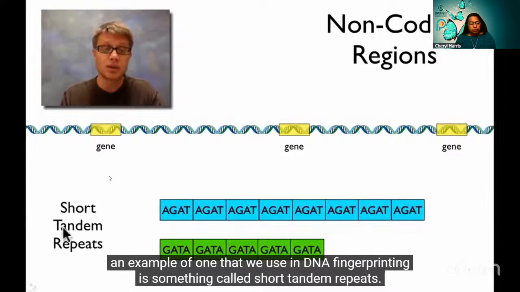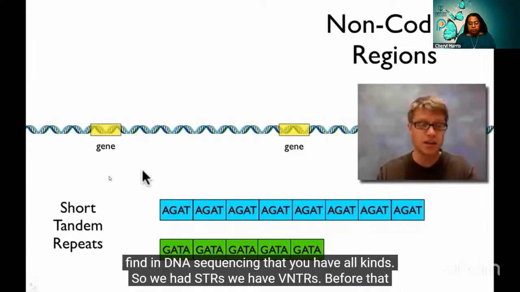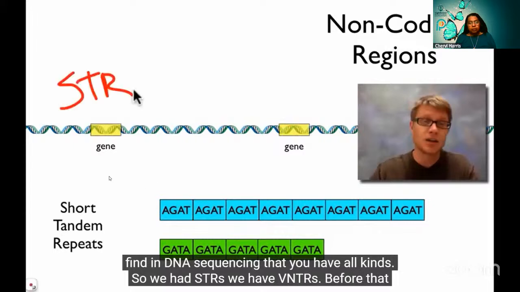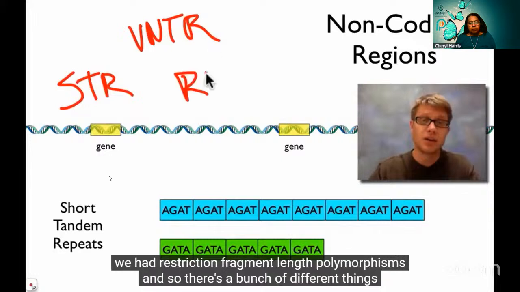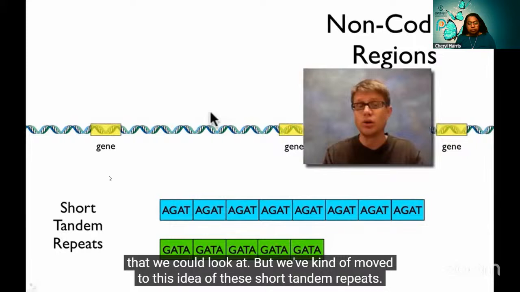Originally, we started with something called VNTR, variable number tandem repeats, and you'll find in DNA sequencing that you have all kinds of these. So we had STRs, we have VNTRs. Before that, we had restriction fragment length polymorphisms, and so there's a bunch of different things that we could look at. But we've kind of moved to this idea of these short tandem repeats. They work great. There's quite a bit of variability in individuals.